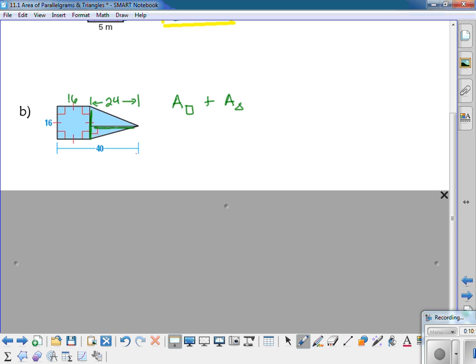So let's first figure out the area of the square. The area of the square is going to be the side squared, and then the area of my triangle is going to be 1/2 base times height. So half of the base, which was 16, times the height of 24. And so 16 squared is 256, and half of 16 times 24 comes out to 192. So if we add those together, the area of the entire figure is 448 square units.